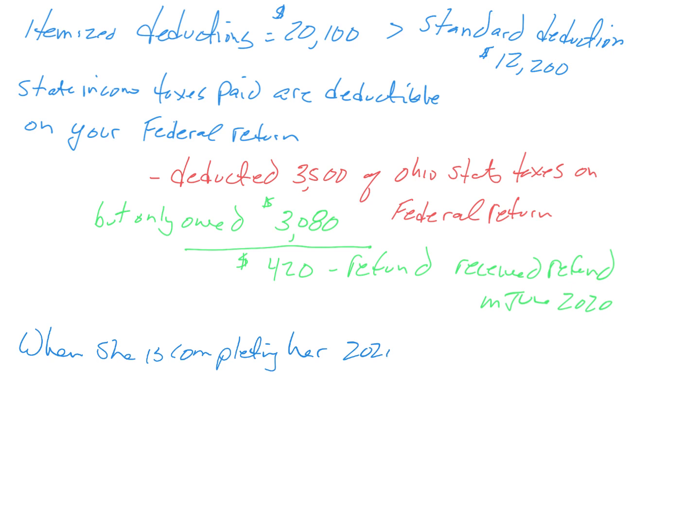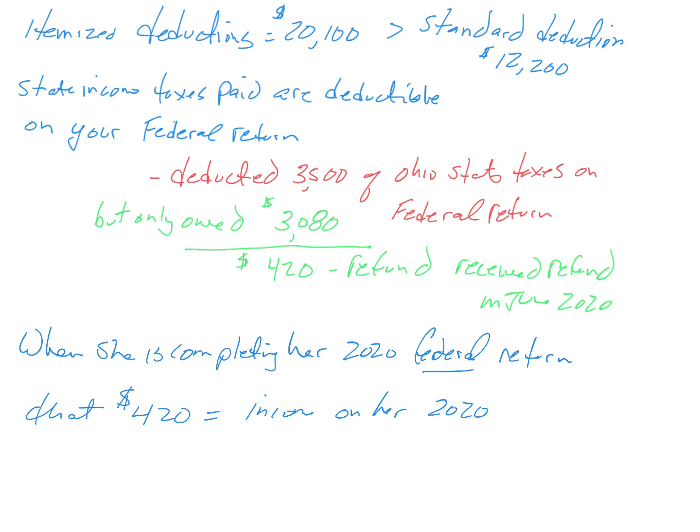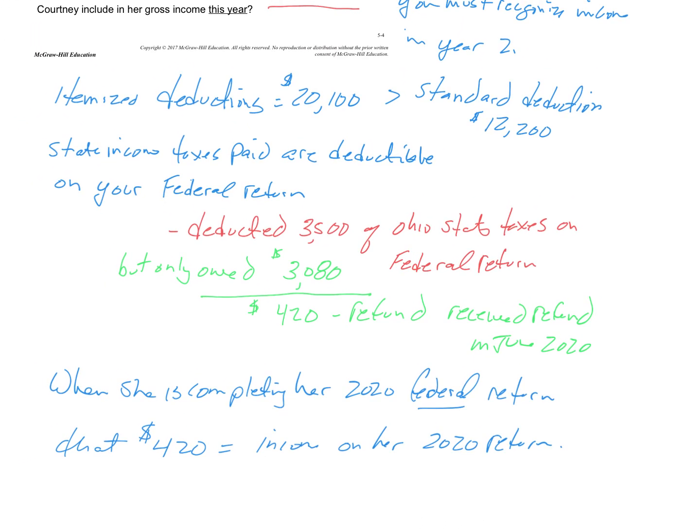All right, so then when she's filling out her 2020 federal return, that $420 is income on her 2020 return, okay? And so how did this happen? Well, a couple of things, okay?